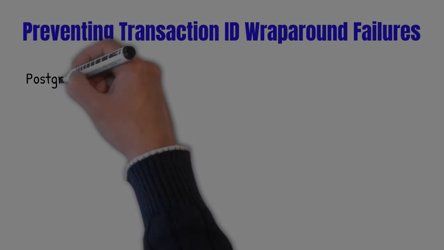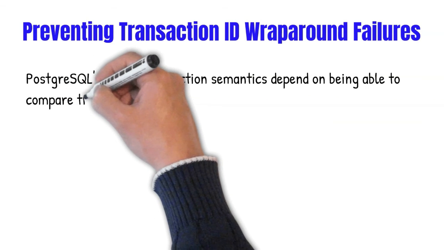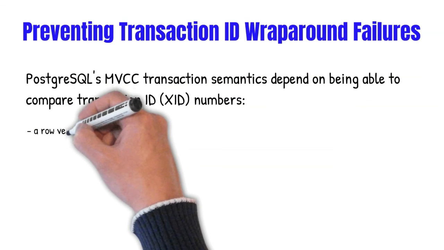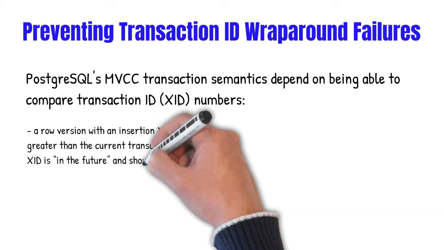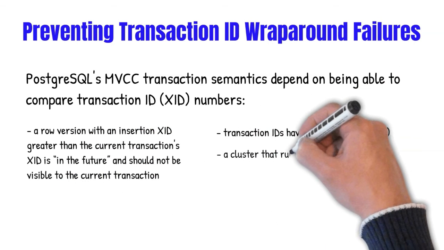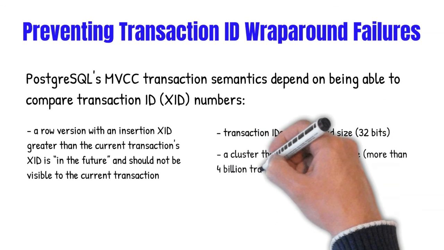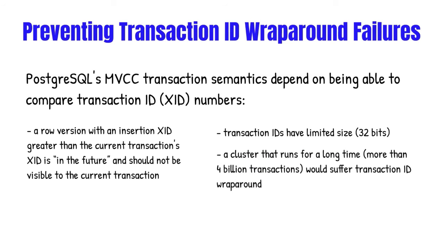Postgres MVCC transaction semantics depend on being able to compare transaction ID numbers. A row version with an insertion ID greater than the current transaction XID is in the future and should not be visible to the current transaction. But since transaction IDs have a limited size of 32 bits, a cluster that runs for a long time, more than 4 billion transactions, would suffer from transaction ID wraparound. The XID counter wraps around to 0, and all of a sudden, transactions that were in the past appear to be in the future, which means their output becomes invisible. In short, this can lead to catastrophic data loss.